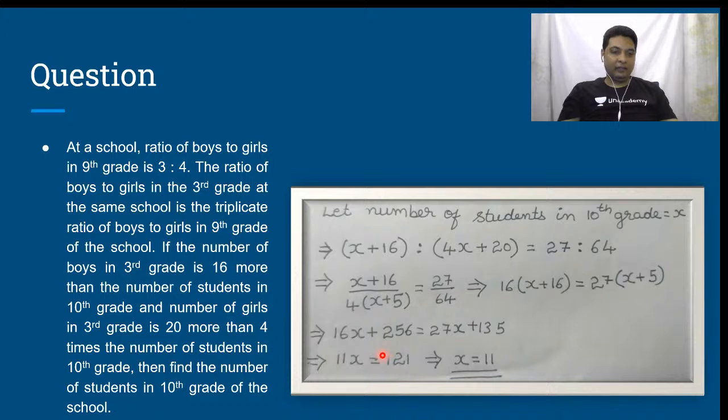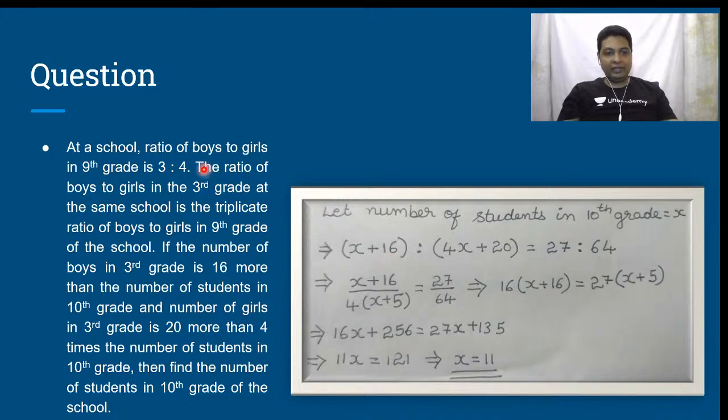Then, he says over here, the number of boys in third grade is 16 more than the number of students in 10th grade. That is, number of boys in third grade is X plus 16. And number of girls in third grade is 20 more than 4 times the number of students. That is 4x plus 20. So x plus 16 boys, 4x plus 20 girls in third grade.